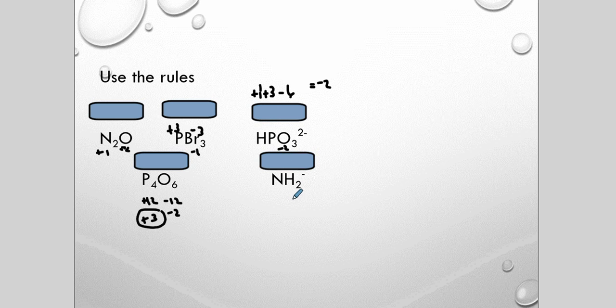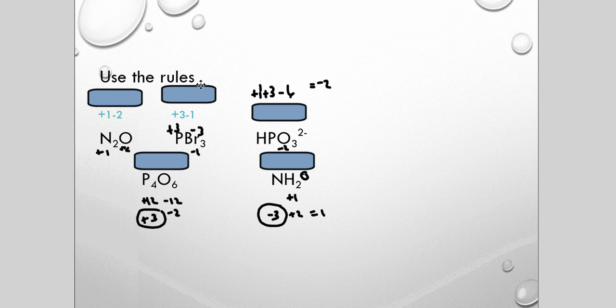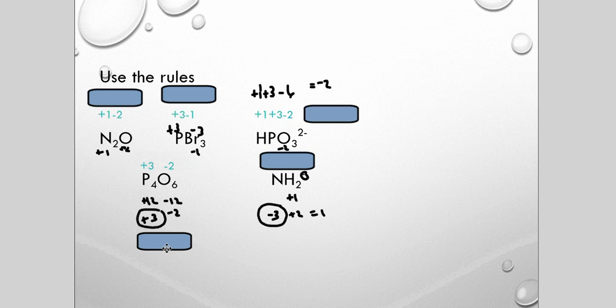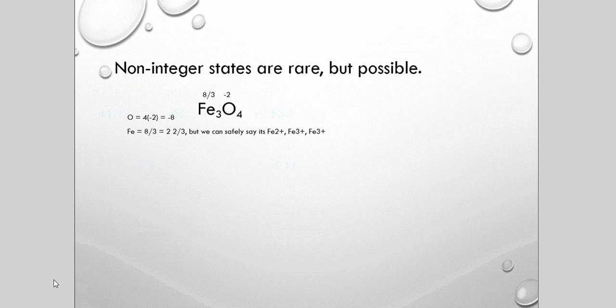In the amine ion, we have hydrogen always being +1. So overall it's +2. So if it equals -1, there's our symbol there, and it must be -3 for nitrogen. So we can now use our selector to confirm. Got it.